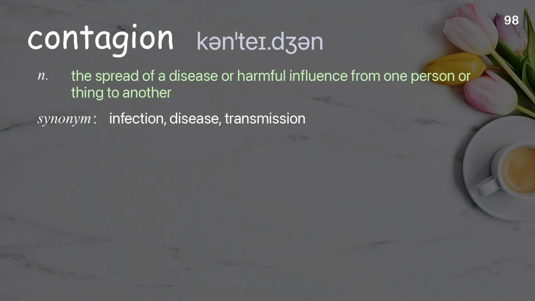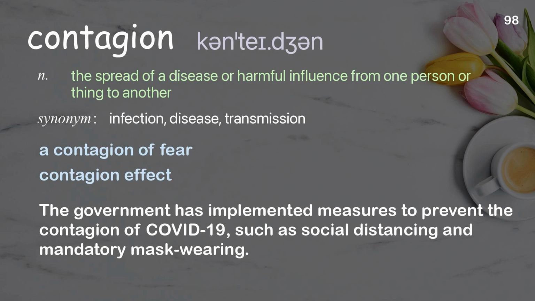Contagion. The spread of a disease or harmful influence from one person or thing to another. Examples. A contagion of fear. Contagion effect. The government has implemented measures to prevent the contagion of COVID-19, such as social distancing and mandatory mask wearing.